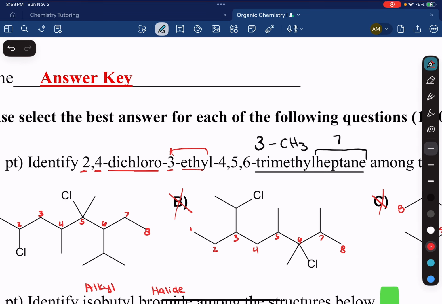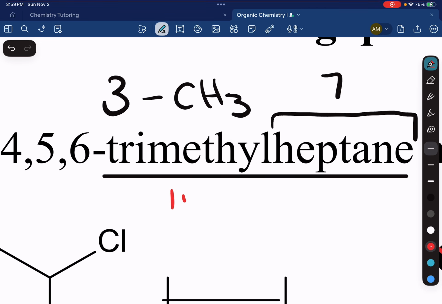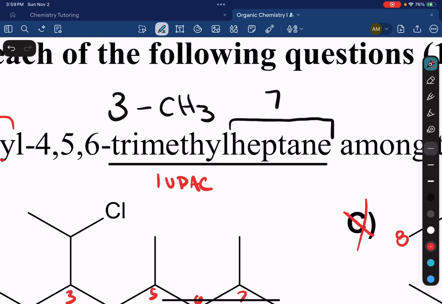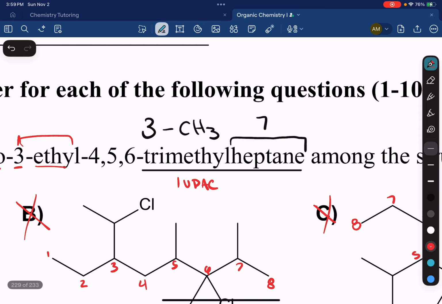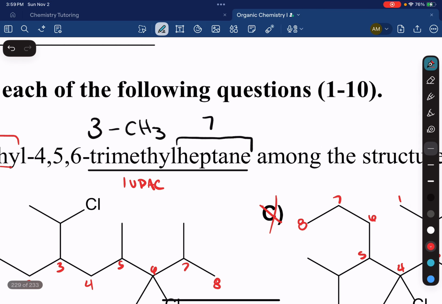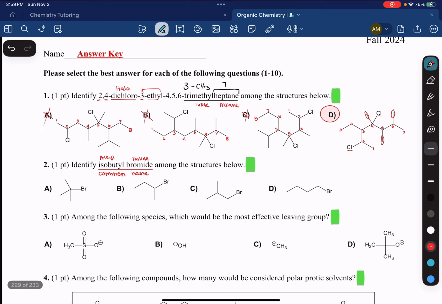Let's move back up here. What kind of name structure was this one? Yes, you are correct. IUPAC. Because if we look at it, I know the actual halogen is all the way over here, but it's the haloalkane. Also, it's got a ton of numbers in it. Lets you know that it's the IUPAC because it gives you the address of everything in the compound.